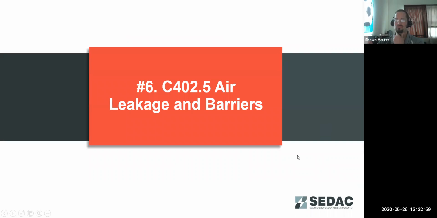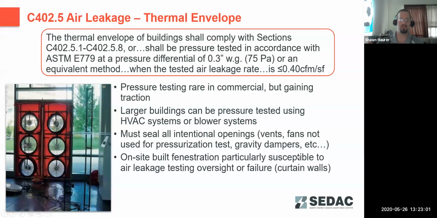Moving on to air leakage and air barriers, there are essentially 3 sections to the code dealing with air leakage through the thermal envelope. In section C402.5.1 through C402.5.8, they detail testing methods and means of compliance.